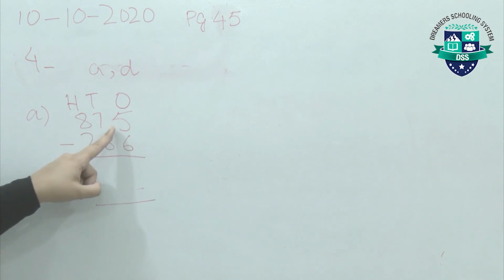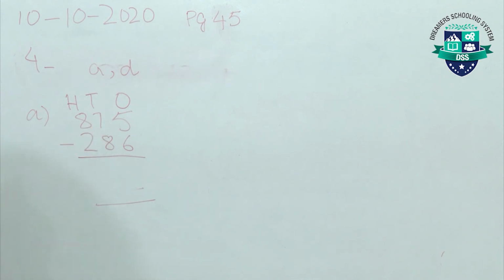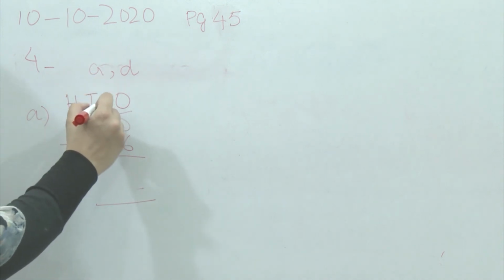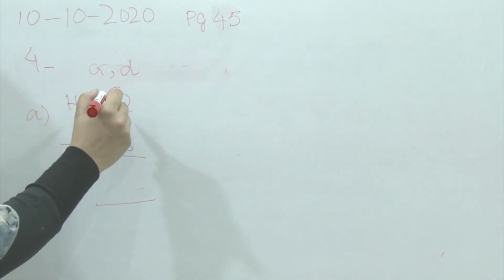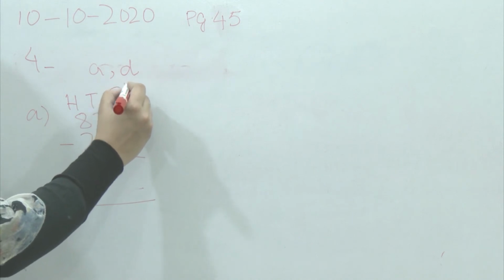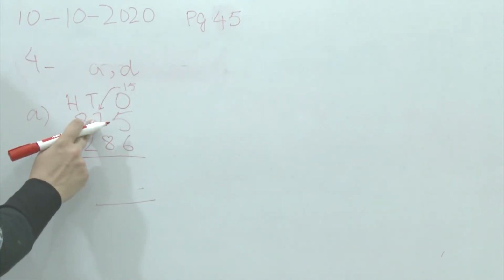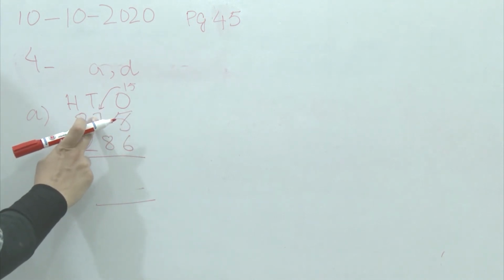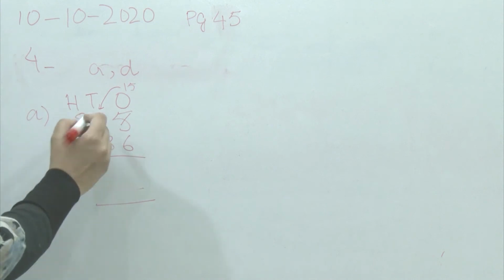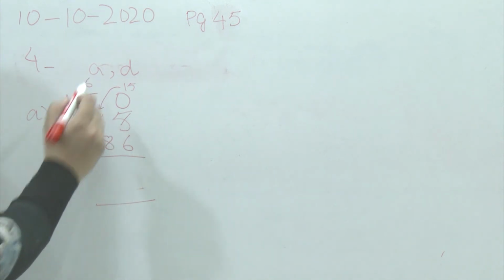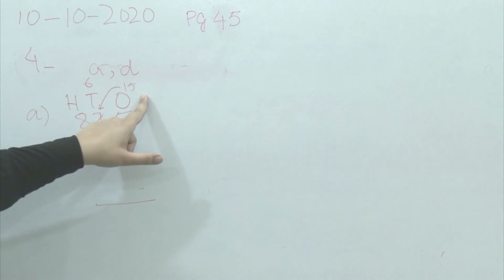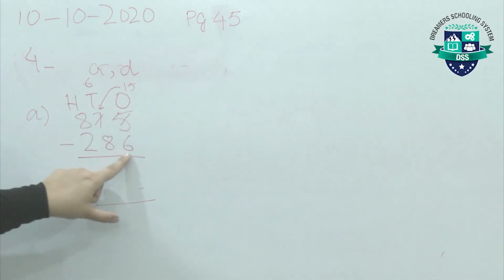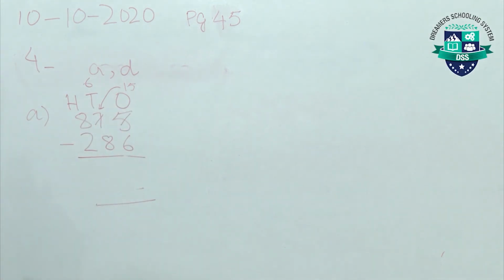So what we will do, we will borrow from here, okay, from tens. So when we borrow 1 from here, it will become 15. Why? Because this is tens. So it will become 15. And as 1 tens have gone away from here, so it becomes 6. So now we will do 15 minus 6. You can use any method of subtraction that you like.